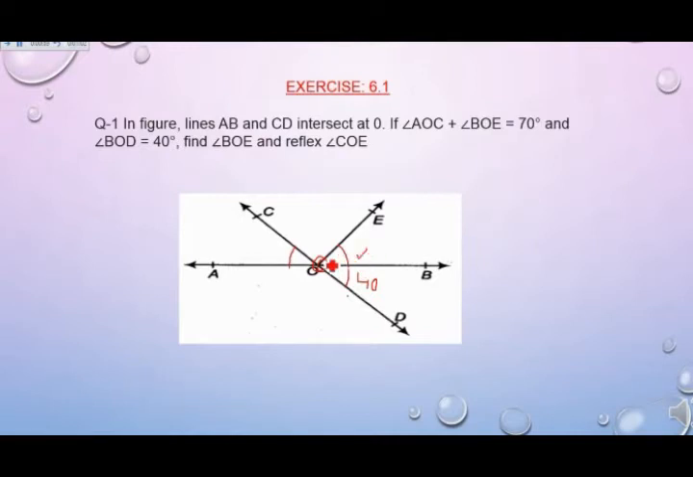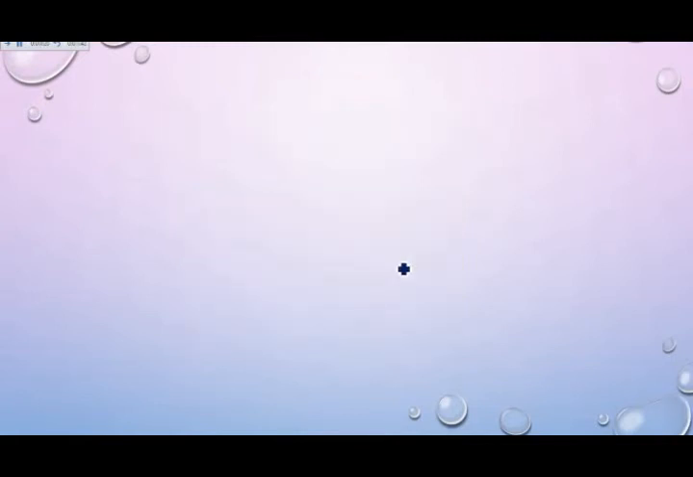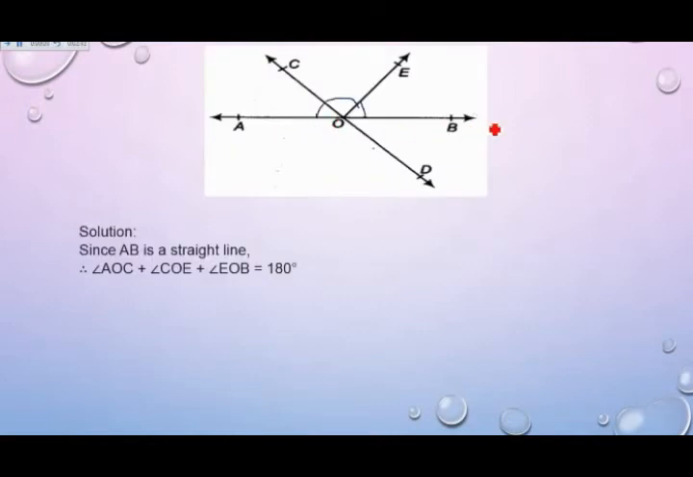Now find angle BOE, so we have to find this angle and the reflex of angle COE. So this is angle COE. Now the reflex of angle COE is this, that is 360 minus angle COE. Now AOB is a straight line, so the sum of these three angles, that is AOC plus COE plus EOB, is equal to 180 degrees, that is angles on a straight line.